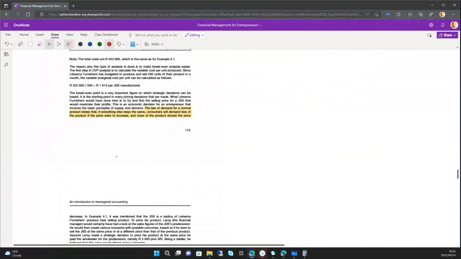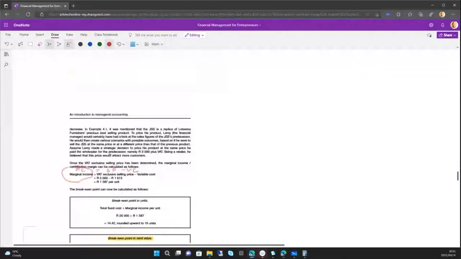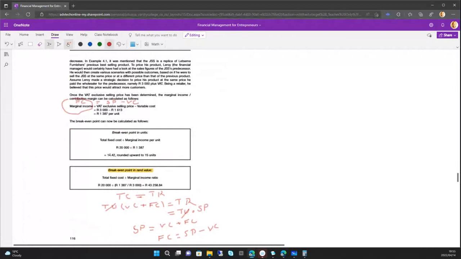But as you know, everything has to do with economics, right? The law of demand of a normal product is that, if everything else stays the same, consumers will demand less of a product if the price were to increase. If the price goes up, people will feel more reluctant to buy that particular product. But if the price goes down, everybody will rush to buy that product. So you understand that. And that's the reason why we need to deal with the volume. The volume is quite important because you, as an entrepreneur, will have to decide, should I produce more or should I produce less?